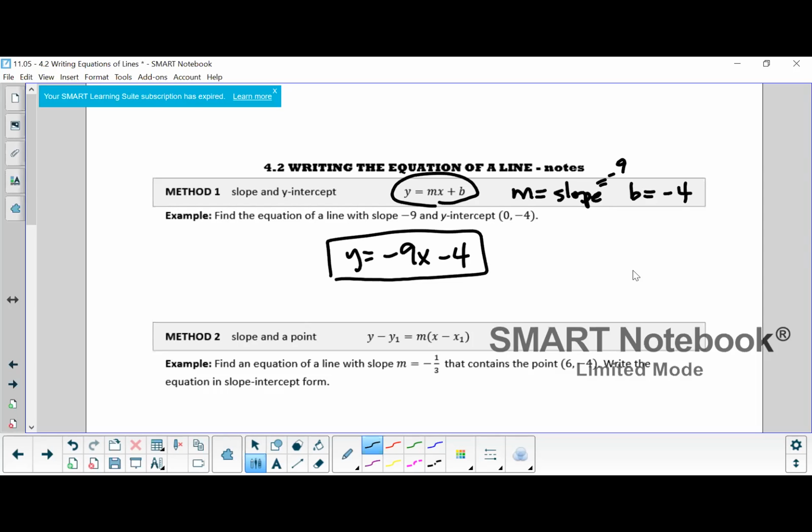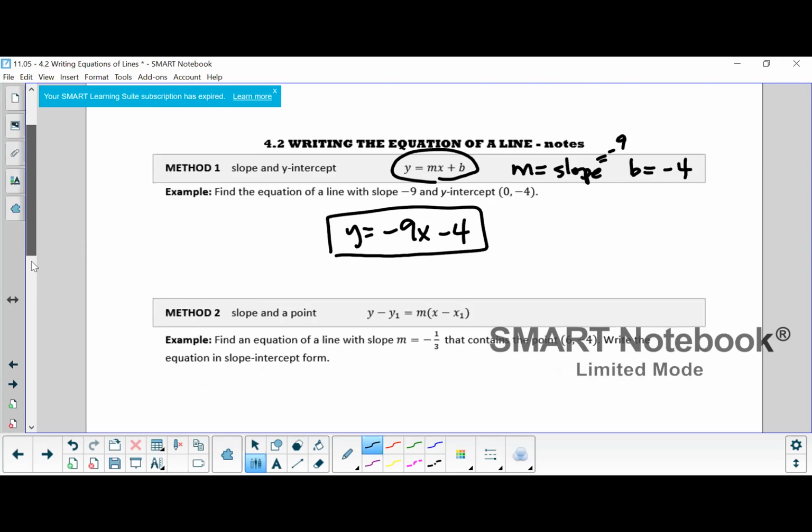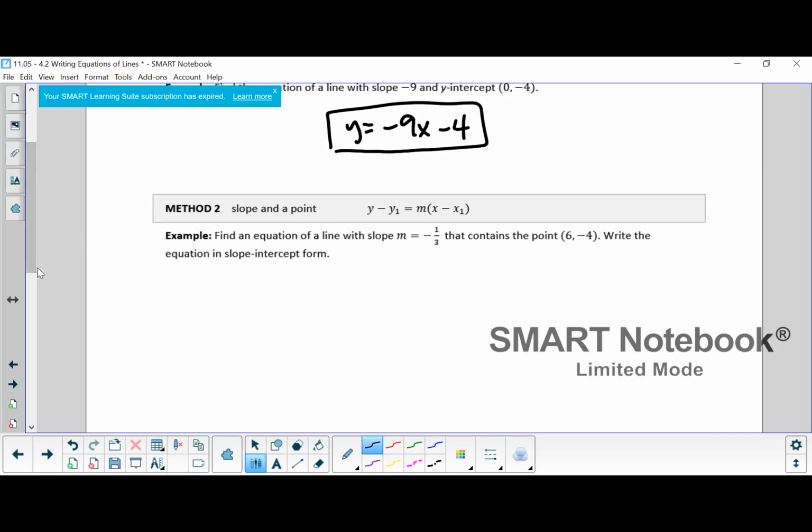The next method, and we solved this form of an equation last week when we were graphing, is the slope point form. So if you're copying by hand in Zoom, I'll give you a moment to copy this down before I talk about it.